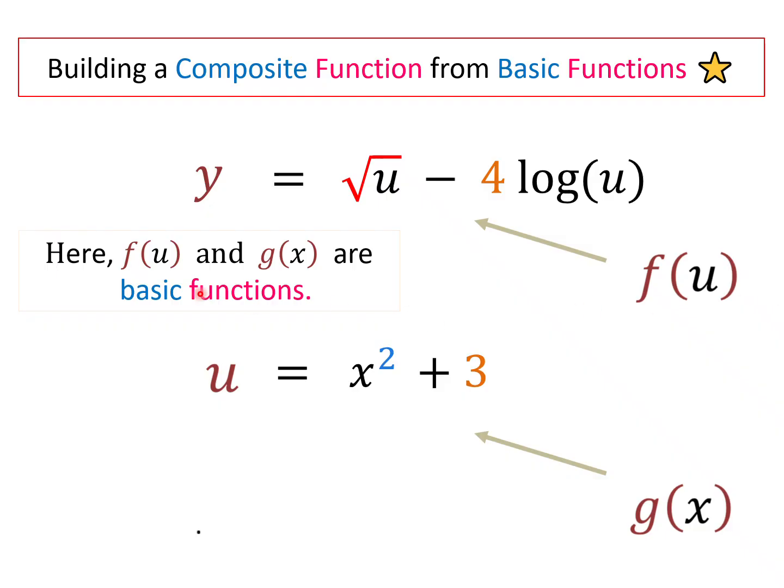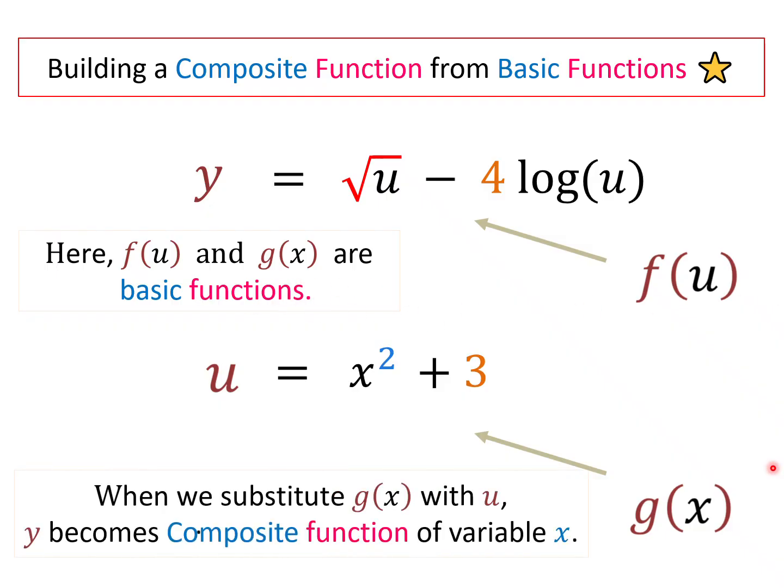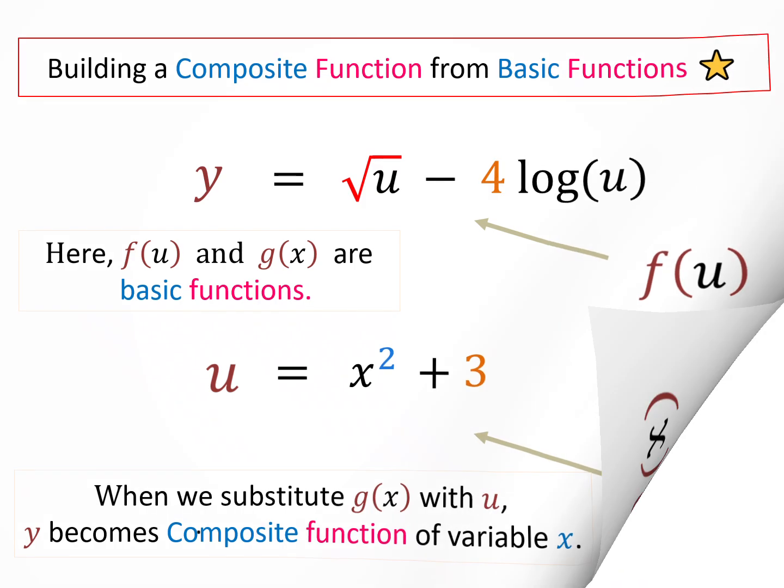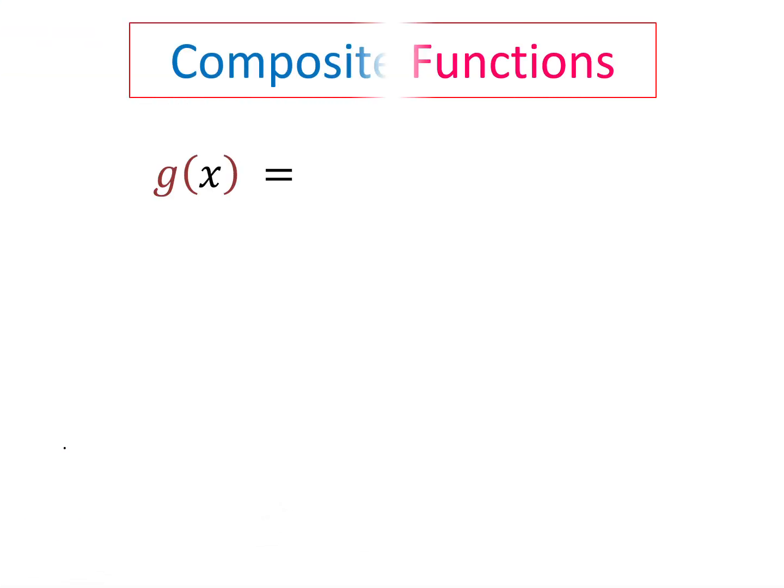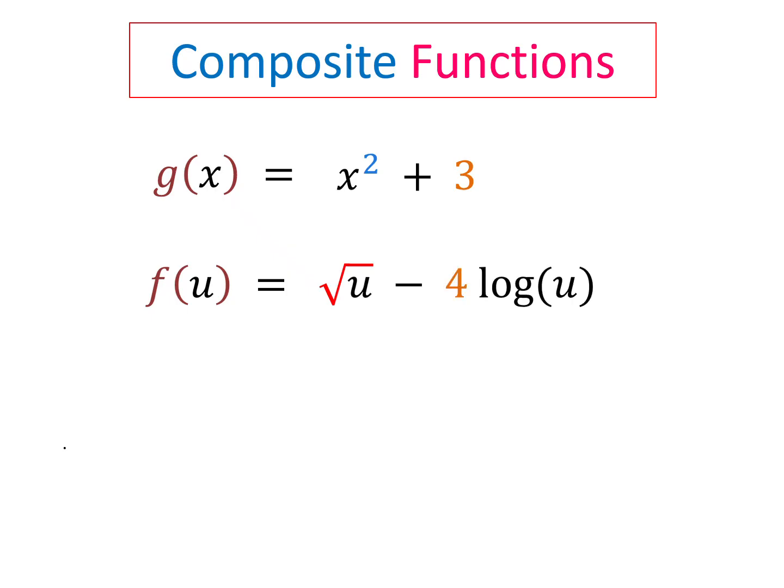Here f of u and g of x are basic functions, and when we substitute g of x with u, y becomes composite function of variable x. Continuing our discussion, here g of x is equal to x square plus 3 and f of u is equal to square root u minus 4 log u. Now we will replace u with g of x.